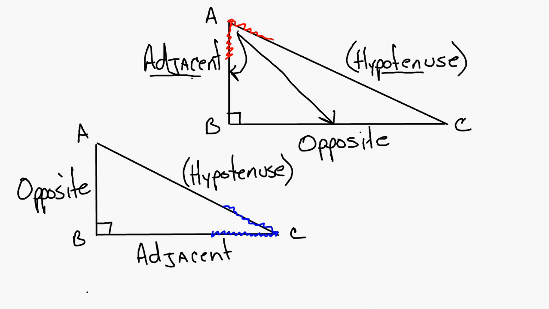Okay? Same with angle C over here. If you had your back up in this corner and you looked out into the triangle, whatever's opposite of you is the side that's opposite of C. Whatever is next to you that's not the hypotenuse is the adjacent side. Okay?